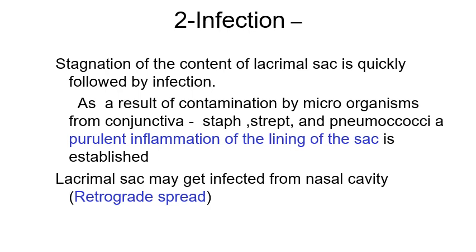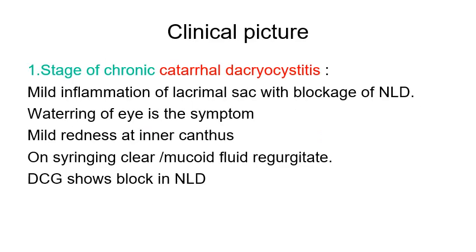Then infection: stagnation of the contents of the lacrimal sac is quickly followed by infection as a result of contamination by microorganisms from the conjunctiva, that is Staphylococcus, Streptococcus, Pneumococci. A virulent inflammation of the lining of the sac is established. The lacrimal sac may also get infected from the nasal cavity, which is called retrograde spread of infection.